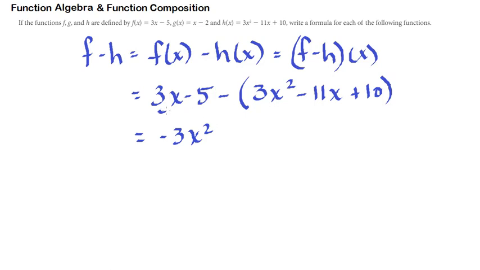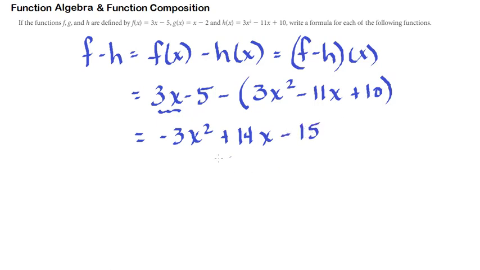Let's see, I've got 3x's here. And this minus 11x is going to be a plus 11x. So 11x and then 3x, I guess that's 14x's. Minus 5 and then a minus a 10, that's going to be minus 15.